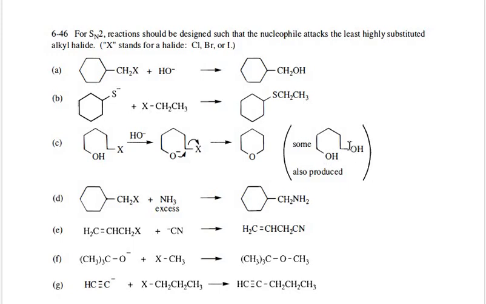Also there are chances of making some product by direct replacement, because OH is also a nucleophile. So it can replace this X, but this will be the minor product. So the major product will be the tetrahydropyran ring.